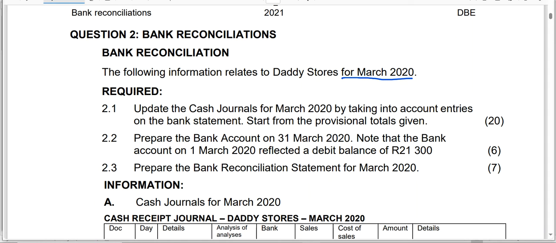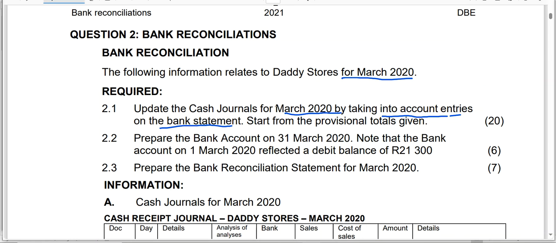Number one, they are saying to update the cash journals for March 2020 by taking into account entries on the bank statement. In other words, when you look at the entries in the bank statement, some of the things that you are going to see will be information that was not recorded in the subsidiary journals. Things like your bank charges, your direct deposits, and so forth. You will not have them in the cash journals because you did not have the bank statement.